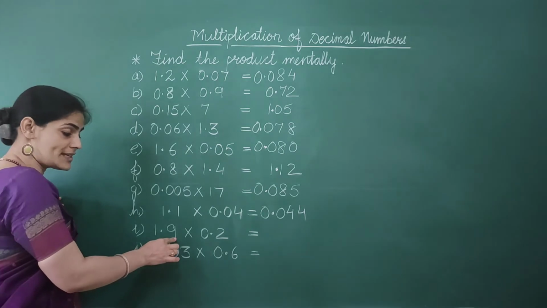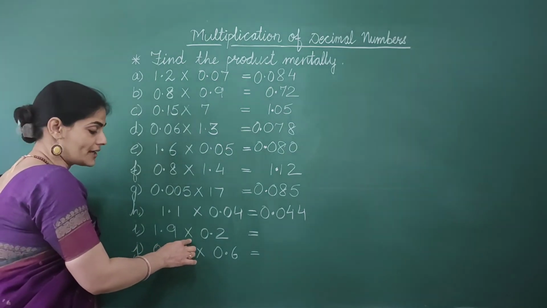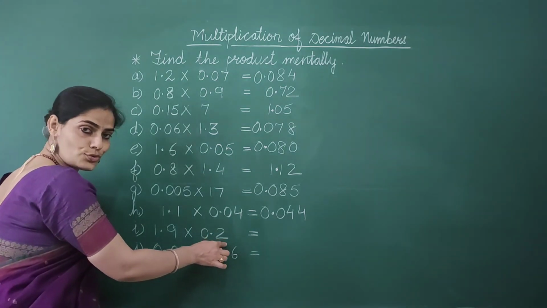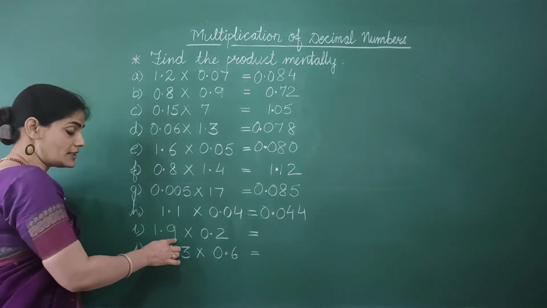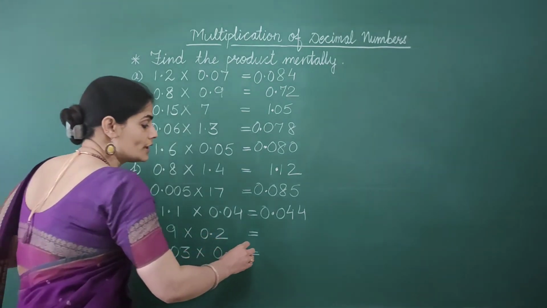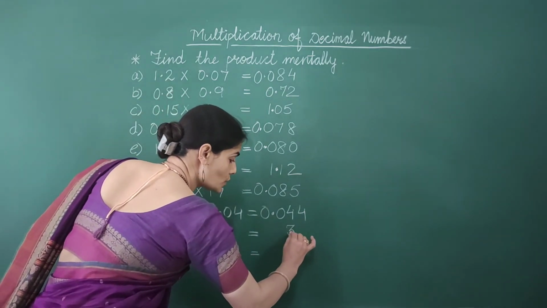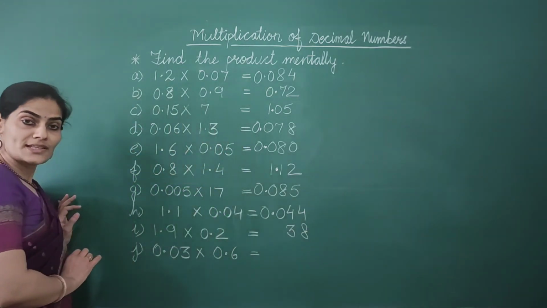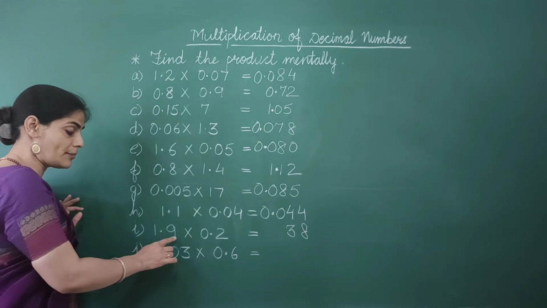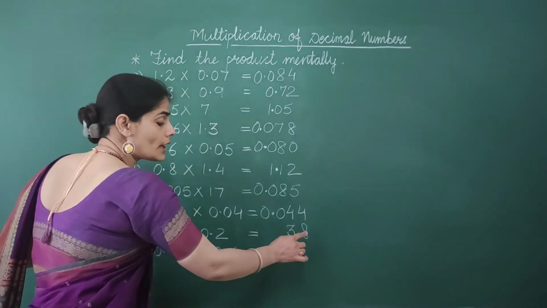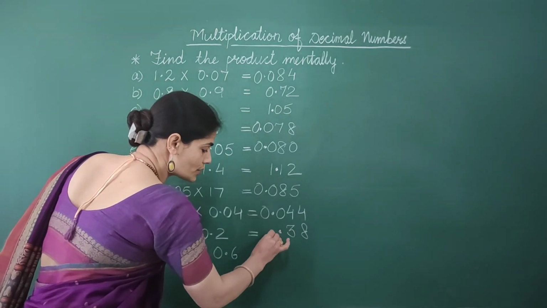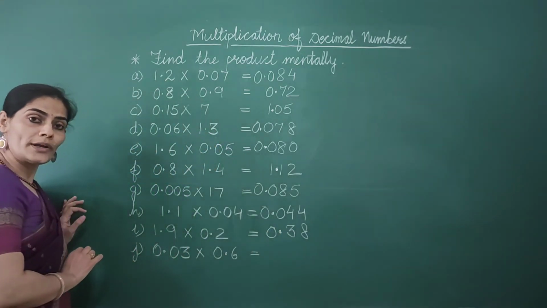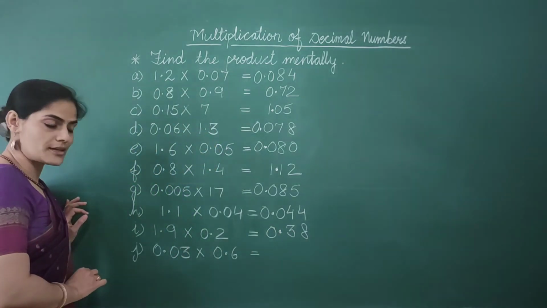Now 1.9 is to be multiplied by 0.2. So if we ignore the decimal points, then 19 multiplied by 2. 19 times 2 is equal to 38. Count the decimal places in both the decimal numbers. 1, 2. Count 2 digits from the right side. 1, 2 and put the decimal. And in the whole number part, I have written that 0.